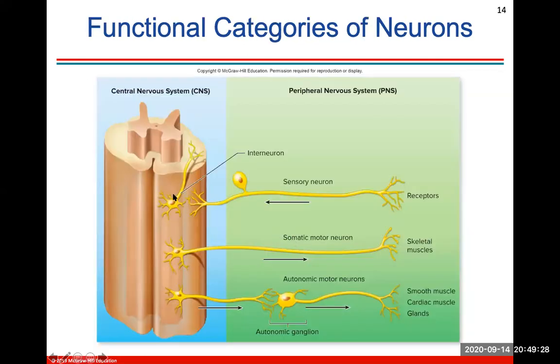Then this is just a general look at the types of neurons involved, whether they're in the central nervous system or peripheral nervous system, showing the direction of impulse, whether it's a sensory or motor neuron, and then showing what a somatic motor neuron goes to and what an autonomic motor neuron goes to.